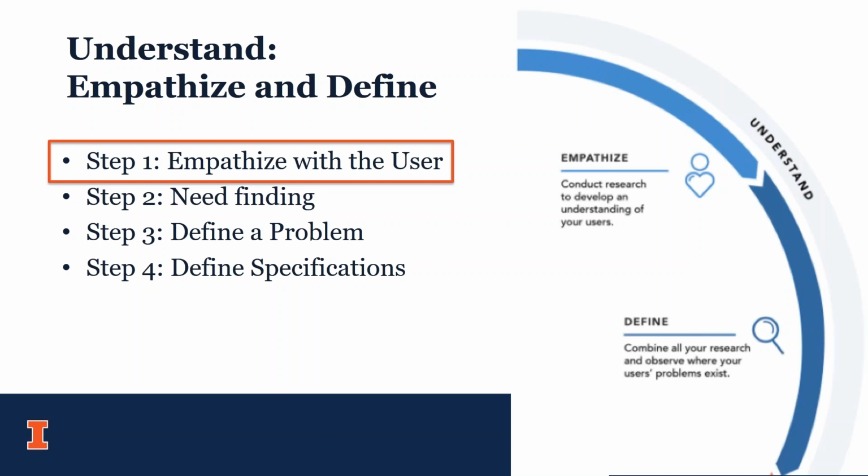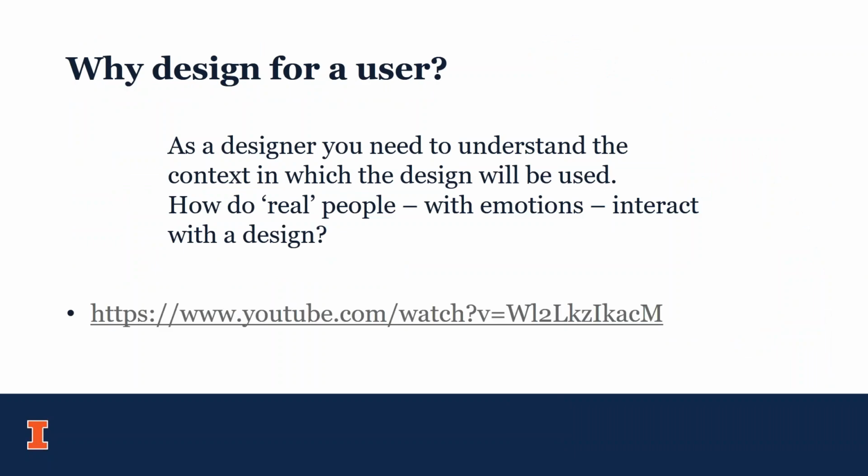So first step, empathize with the user. Why should we even design for a user? Well, you are only one of the potential users, and as a designer, you need to understand the context in which your design will be used. How do real people with emotions that might be different than yours as an entomologist or as an engineer actually interact with the design? It's not necessarily important that they immediately understand how the design works, but they might get really frustrated if they need multiple explanations of what this new design is.